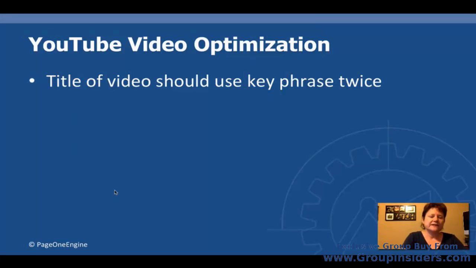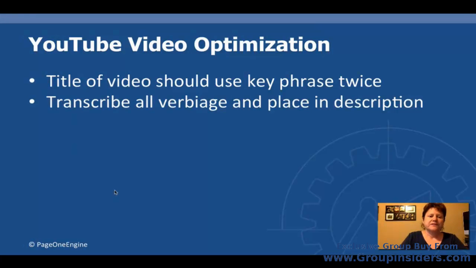So we added the title of the video. We used the key phrase twice. The next thing is to transcribe all of the verbiage and place it in the description. Now this is when it's okay for you to go to Fiverr. This is when it's okay to spend $5 and go find one of the top Fiverr folks and get them to transcribe the verbiage. So transcribing means taking what was said on the video and putting it into words.